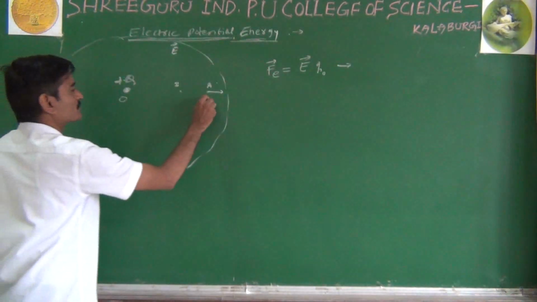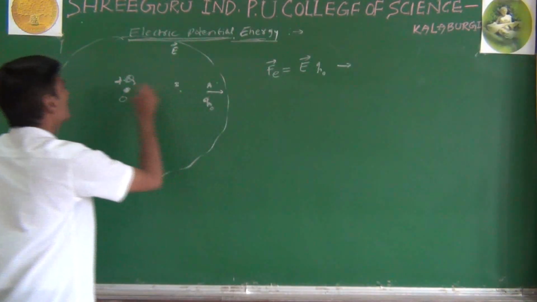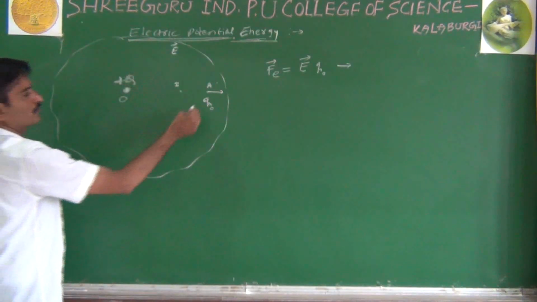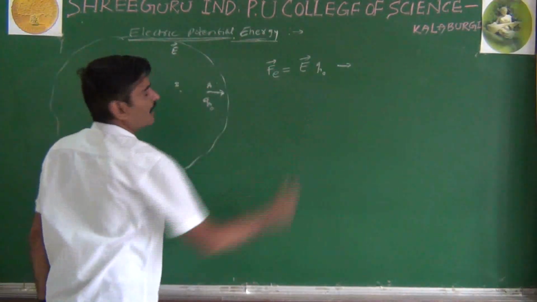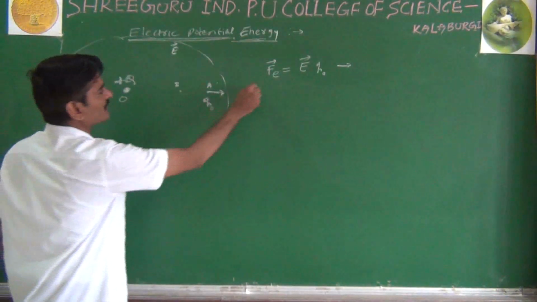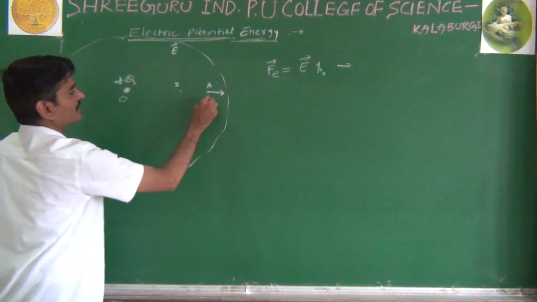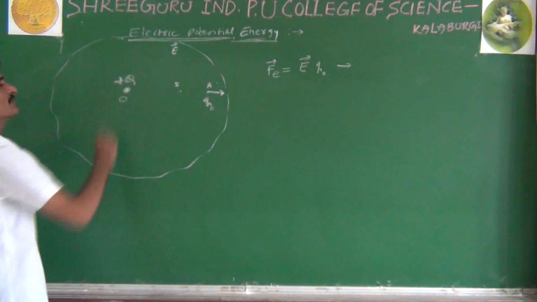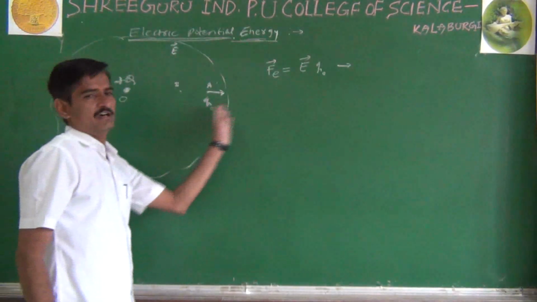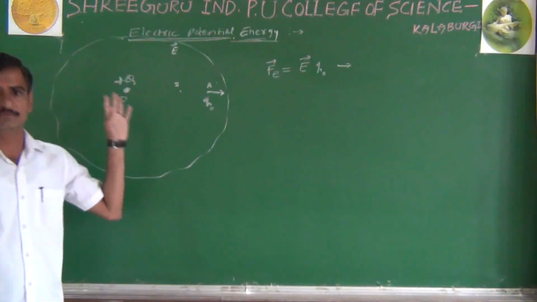The source charge is a positive charge, and the test charge is also a positive charge. So it is a repulsive force, and this force is outward. That means the force acting on the test charge Q0 due to the charge plus Q will move the test charge away from the source charge.